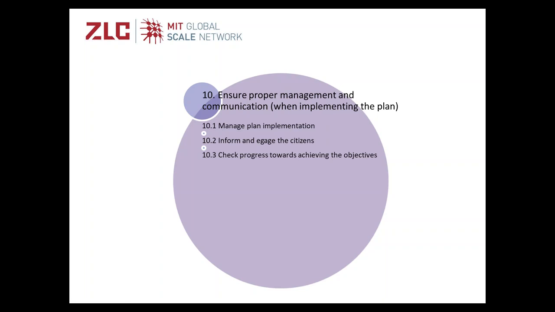On step number 10, we need to ensure the proper management and communication. Ensure the acceptance of the measures by all the citizen stakeholders that are willing to use the new measures. Keep track of the progress. Identify the possible problems that we may face, and inform regularly the stakeholders about the process.